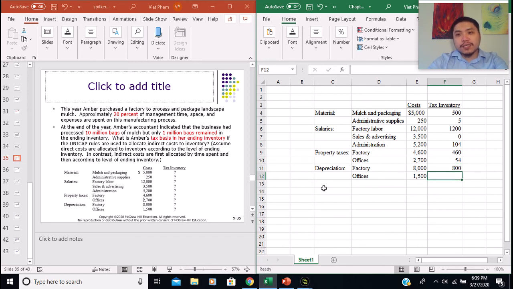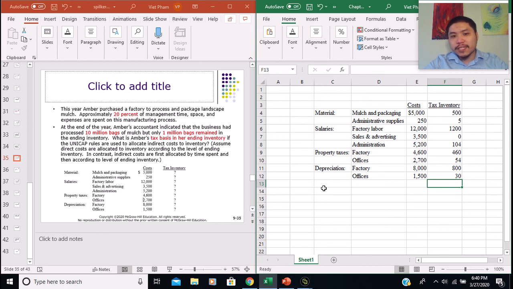And then for the offices, now it's become an indirect cost, right? So we take 1,500 times 0.2 and then times 0.1. Right, so that gives us 30. So this is how you solve this kind of problem. In the book, they don't really focus on how to solve this kind of problem, but in the homework, you may find a question like this.